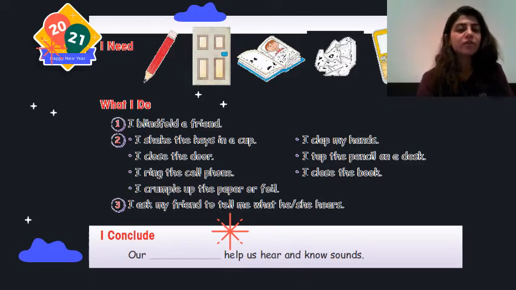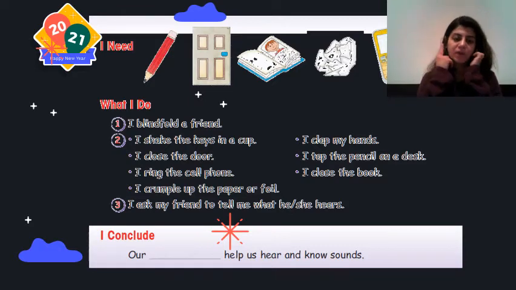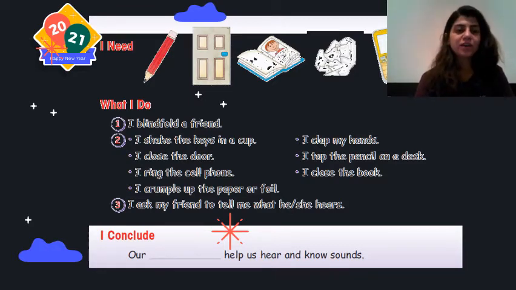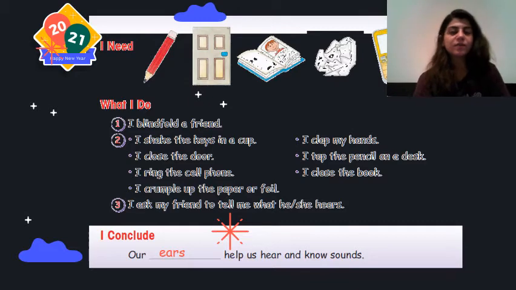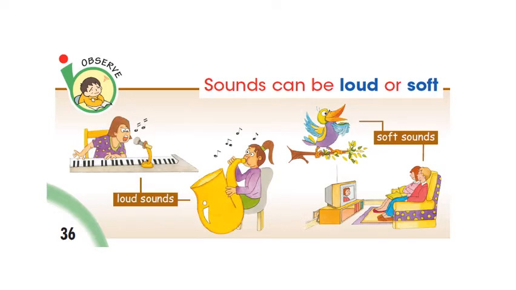So what do I conclude? I conclude that our ears help us hear and know sounds. There are soft sounds and loud sounds. Now we're going to learn the difference between soft and loud sounds, as I just told you that sounds can be loud or soft.